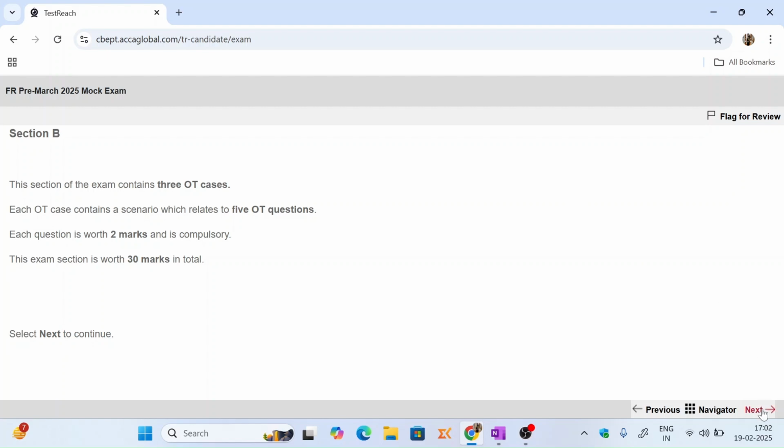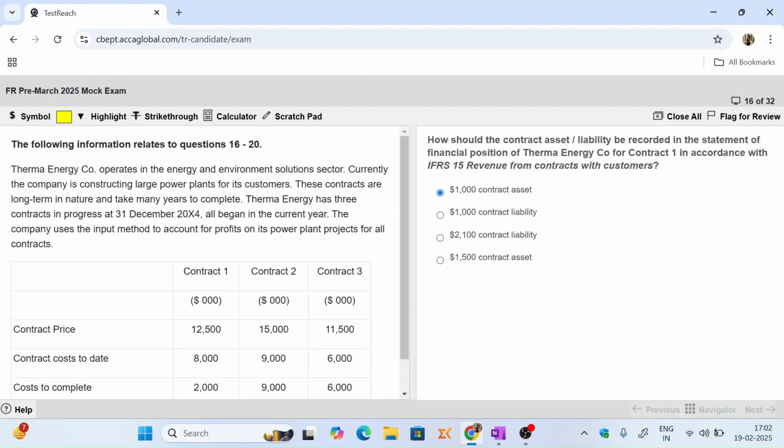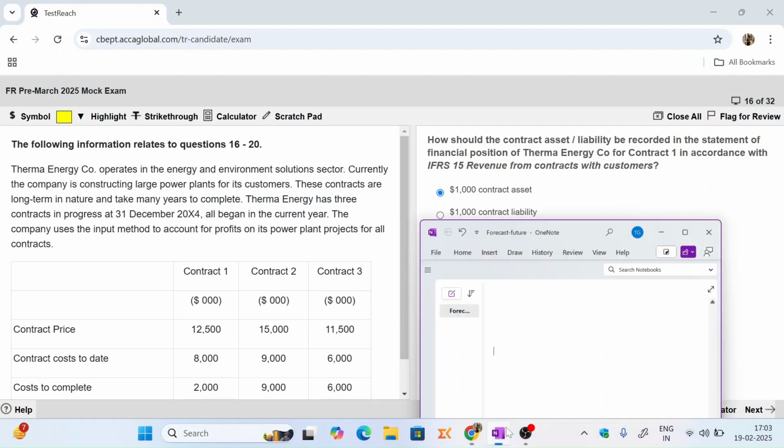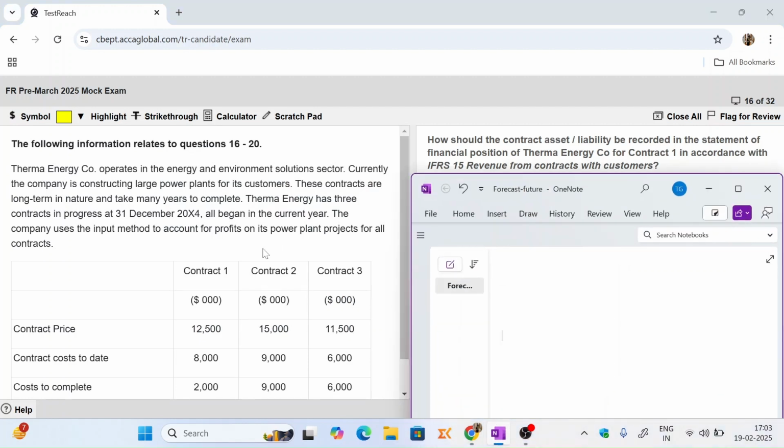I'm going to be debriefing the very first case study in the FR Pre-March 2025 mock exam. This is a question named Therma Energy Company. So let us get started. Here is the case study in front of us, and here's the requirement that we're supposed to answer.